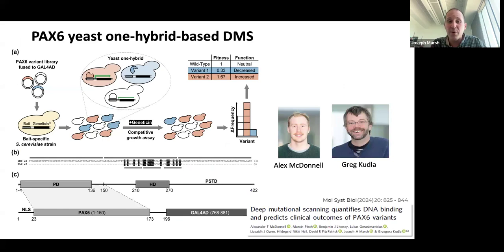So just to give you an example here, because we've been doing these kinds of deep mutational scanning approaches in our group over the last couple of years. This is one that we did for a gene called PAX6, which is a human transcription factor that binds to DNA and has a very important role in eye development. So we used what's called a yeast-1 hybrid approach, where we put the PAX6 DNA binding domain onto a plasmid. We make basically a library of all the PAX6 variants, and then we put the sequence it's known to bind to into the yeast genome next to an antibiotic resistance gene.